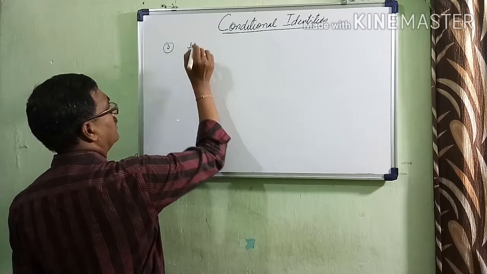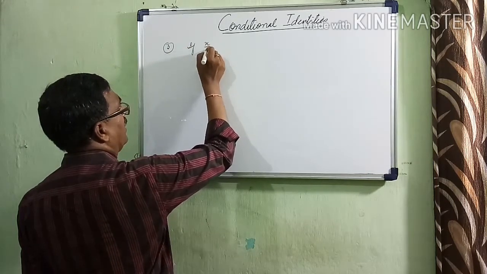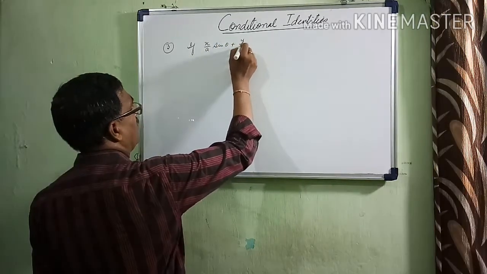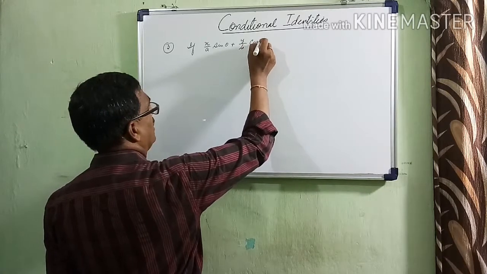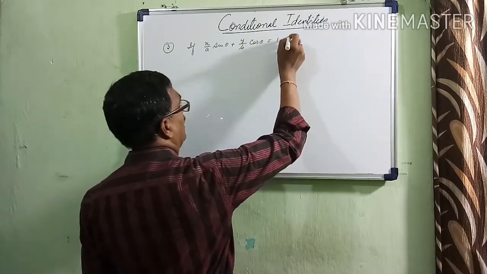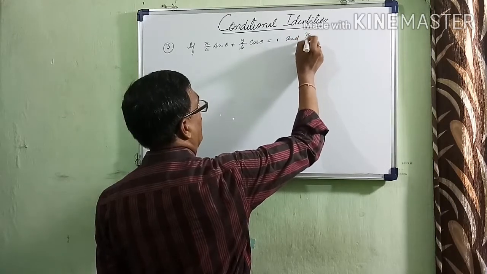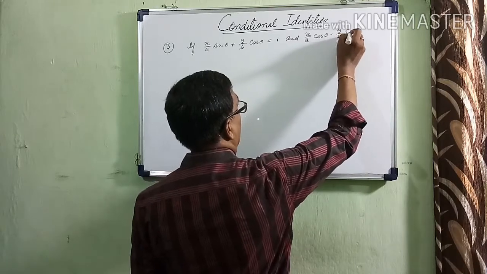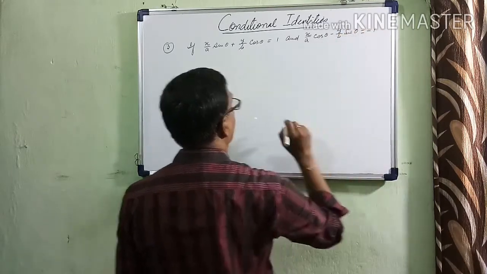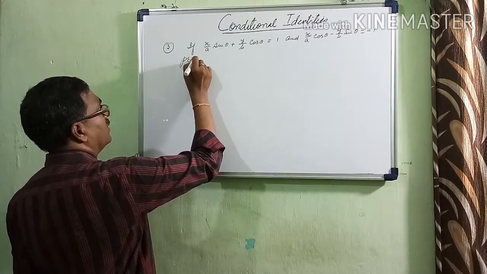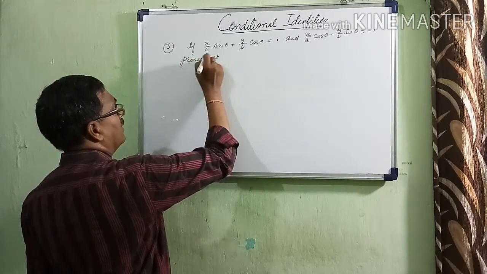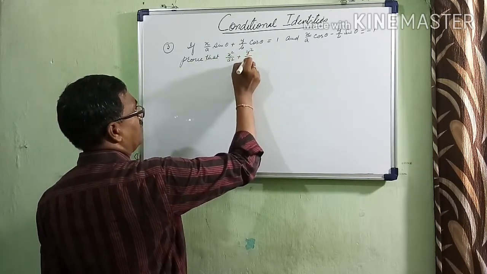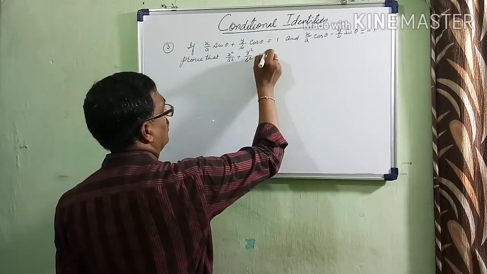If (x/a) sin θ + (y/b) cos θ = 1 and (x/a) cos θ − (y/b) sin θ = −1, prove that x²/a² + y²/b² = 2.